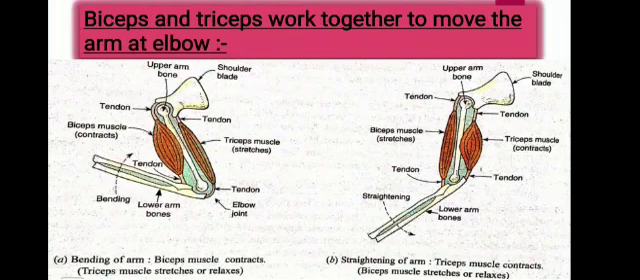Now about diagram B, straightening of the arm. When we want to straighten the arm, the triceps muscle contracts and becomes shorter and fatter. And the triceps muscle is called an extensor muscle because it extends the arm. And here also, when the triceps muscle contracts and straightens the arm, the biceps muscle stretches or relaxes. Thus, by the alternate contraction and relaxation of the biceps and triceps muscles, we can bend or straighten the arm. That is, we can move the lower arm up and down.